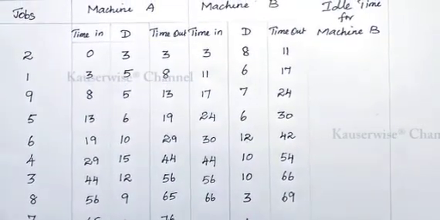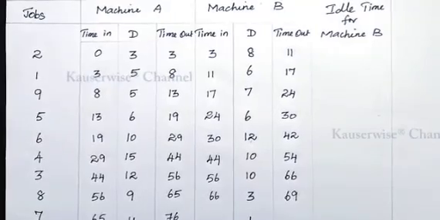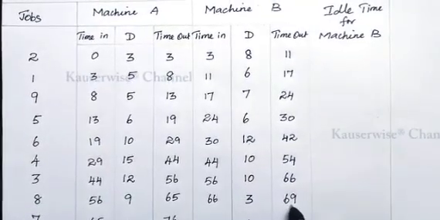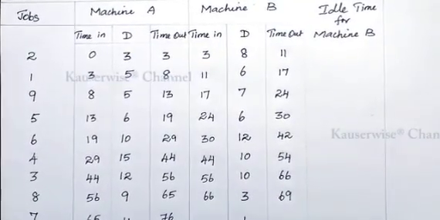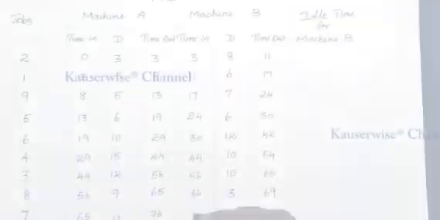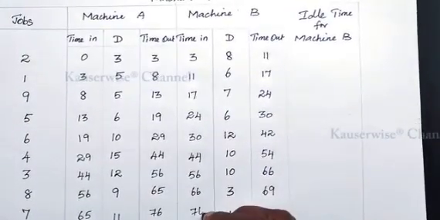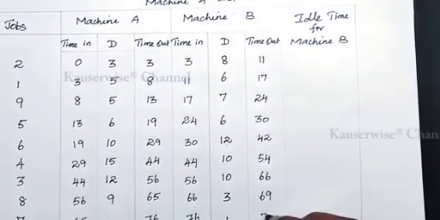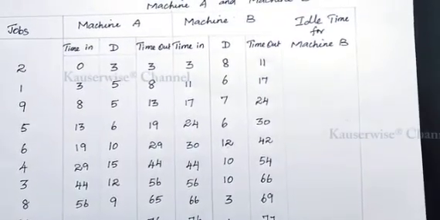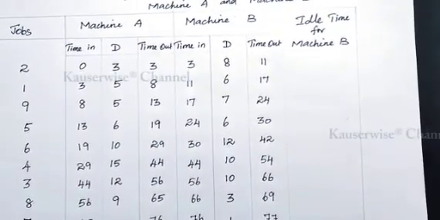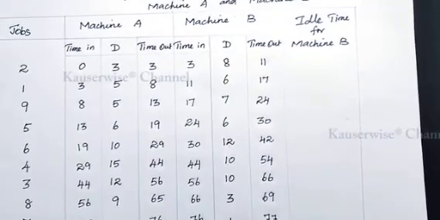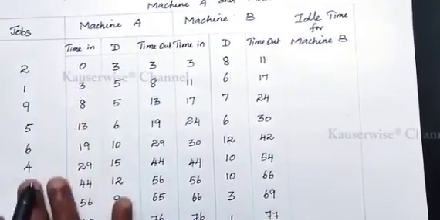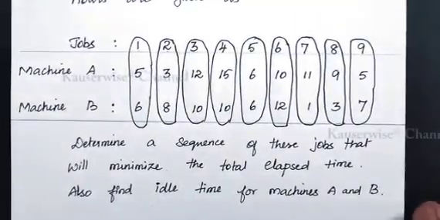So in the same way for the next job, again we have to see the higher value. So here the out time is 69, but for the next one 76 is the greater value. So enter 76 as in time for the next job. So 76 plus 1, 77 is the out time. So now we have completed in time and out time for machine A and machine B for all the jobs.